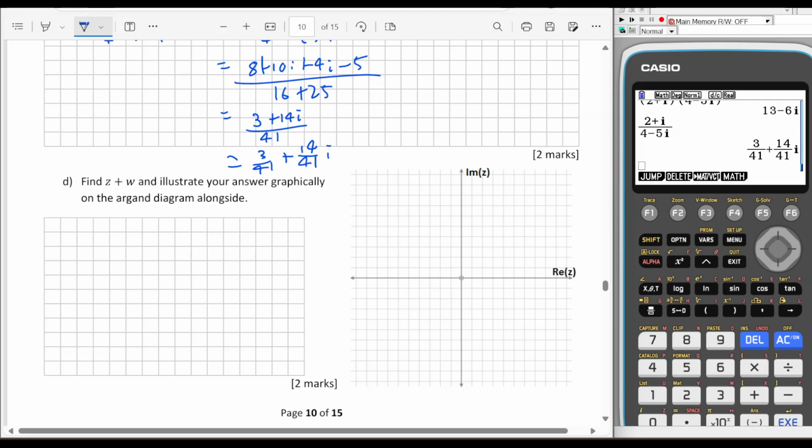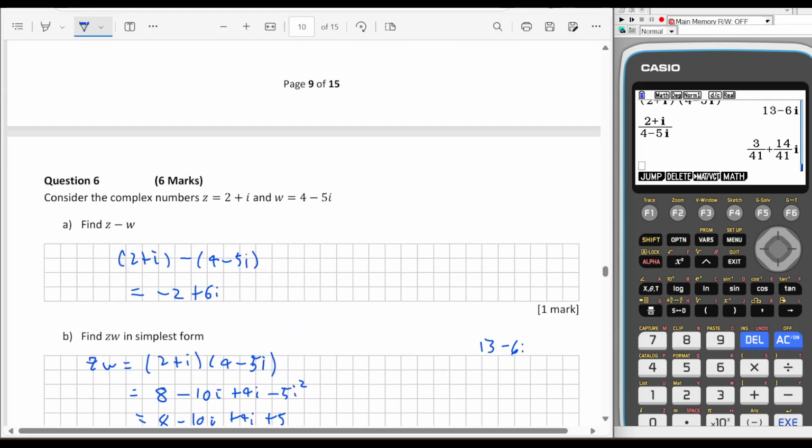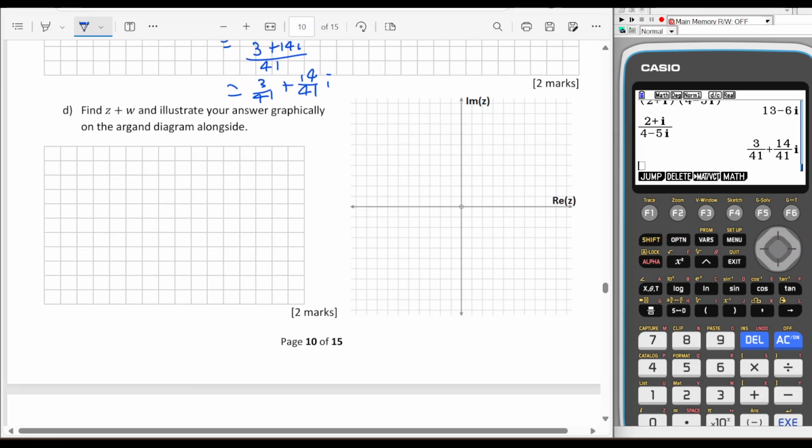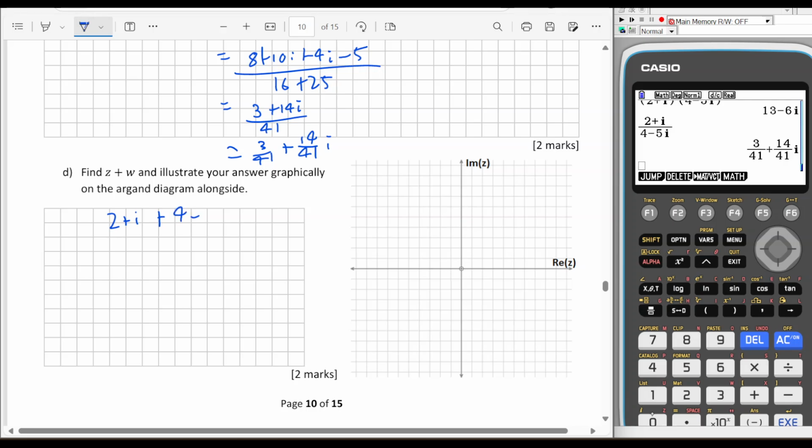Find z plus w and illustrate your answer graphically. So z plus w is 2 plus i, plus, and then w is 4 take 5i. So that is z plus w. So that's 6 take 4i.